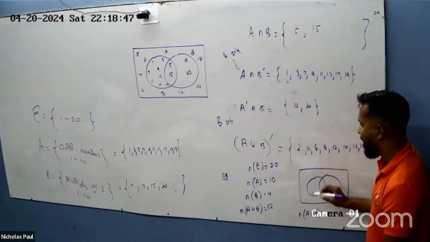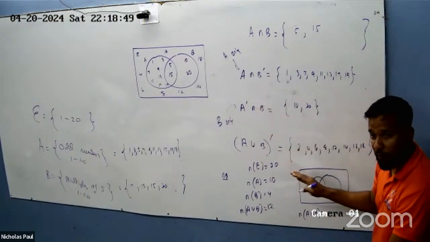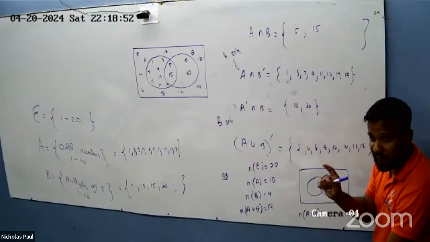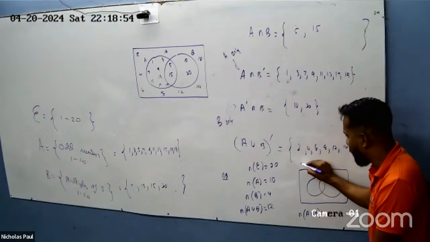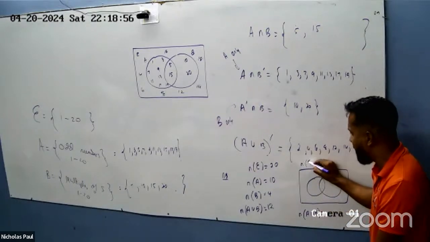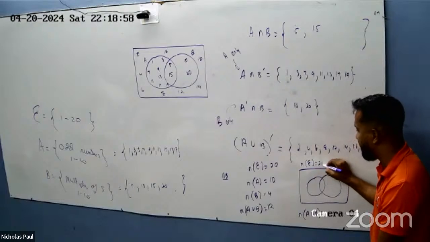So in a question like this, and I'm using this as an example, we know what the answer is, correct? So we start in here. We know the number in the universal set is 20.